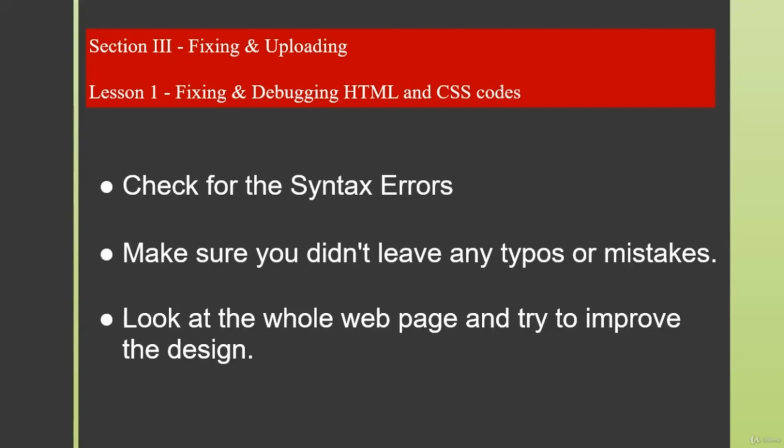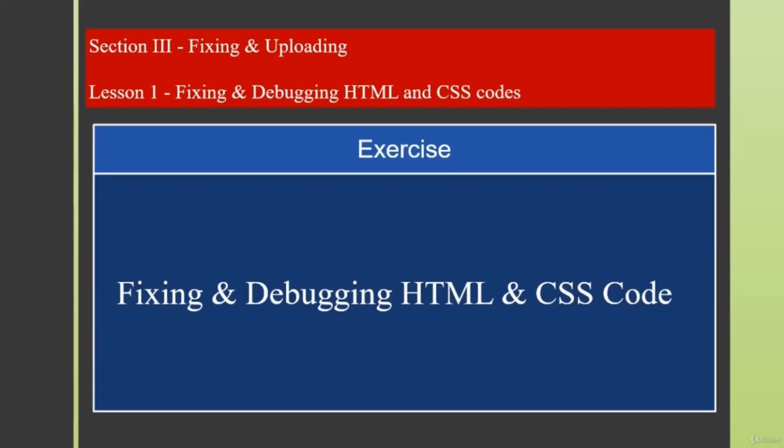Debugging is a partially technical and partially intuitive process that's only mastered with practice. As you work on more projects, fixing and debugging will become more obvious. When debugging, the first thing you need to do is check for syntax errors and make sure you didn't leave any typos or mistakes. And next, look at the whole page and try to improve the design. Now let's take a quick exercise on how you can fix and debug HTML and CSS code.